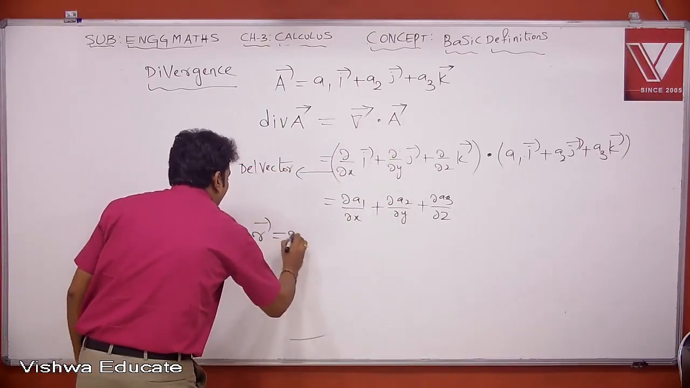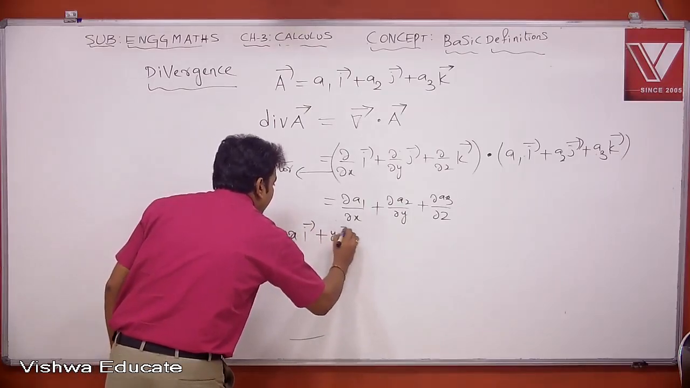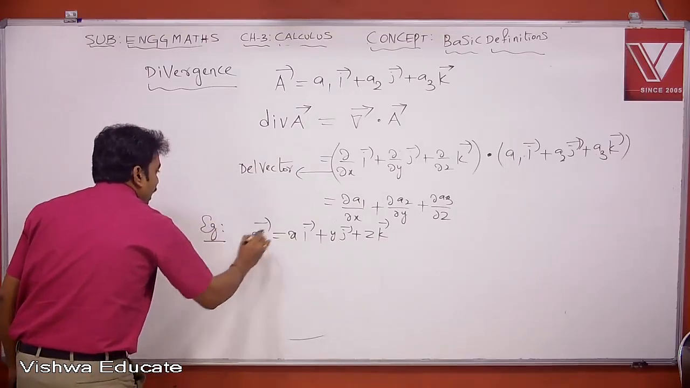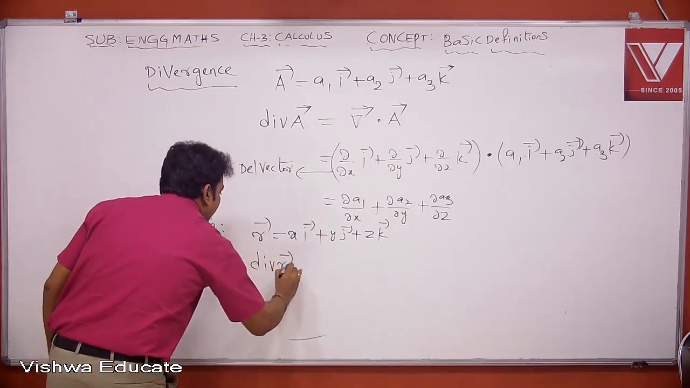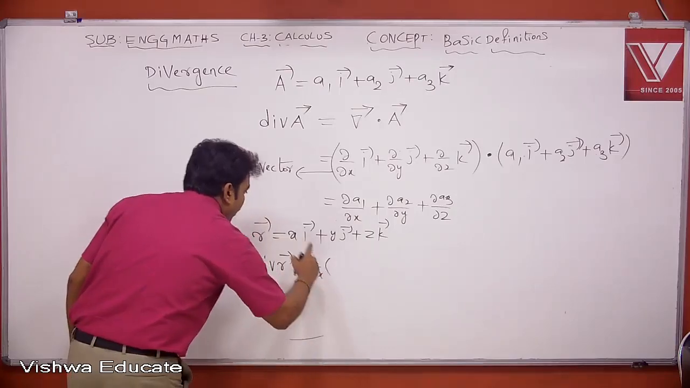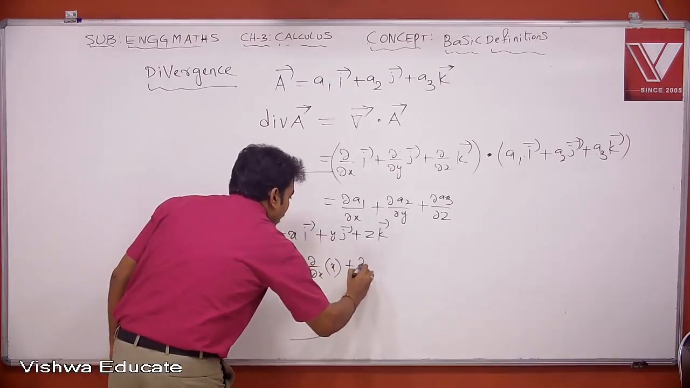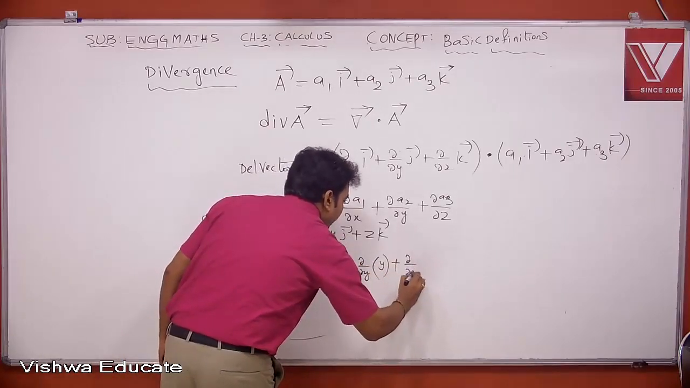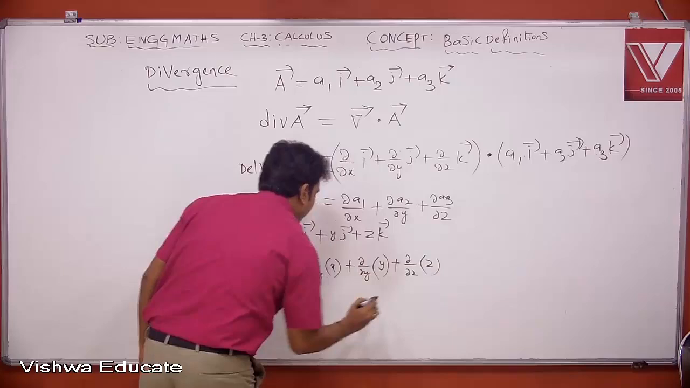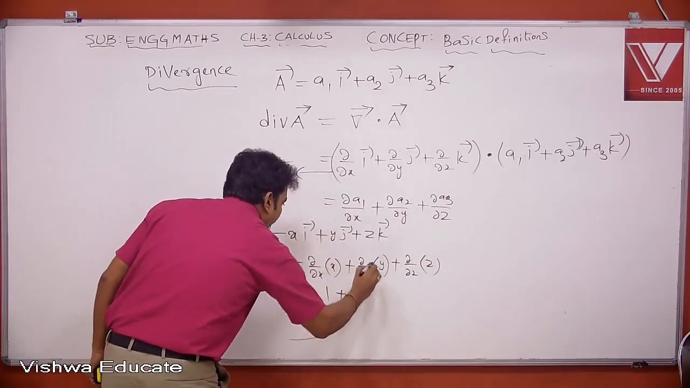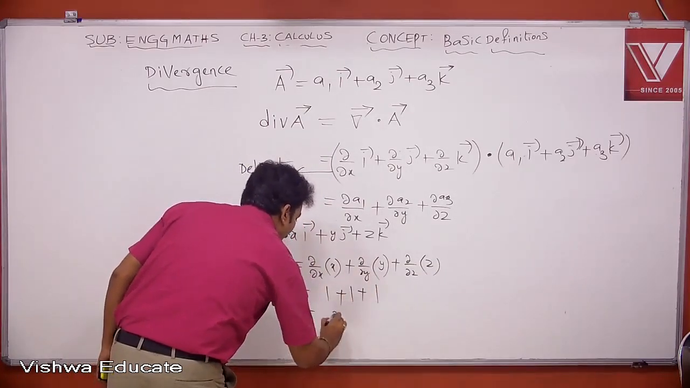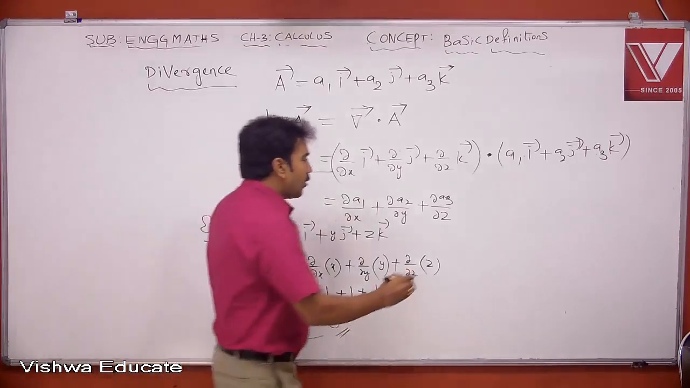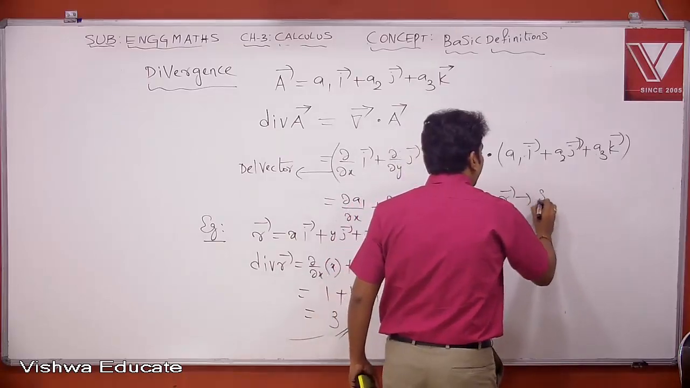Suppose I have a vector r bar equal to x i bar plus y j bar plus z k bar. Now let us find its divergence. Divergence of r bar equals dou by dou x of the i bar component x, plus dou by dou y of the j bar component y, plus dou by dou z of the k bar component z. Dou by dou x of x is 1, dou by dou y of y is 1, dou by dou z of z is 1. So this is 3. Therefore the divergence of r bar is 3. Here r bar is called a standard position vector.